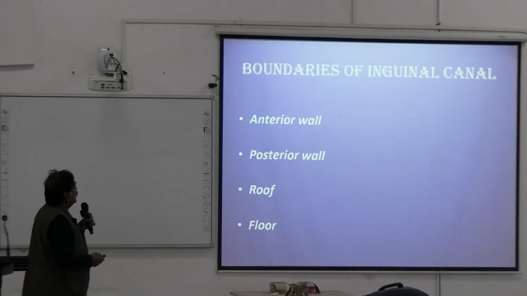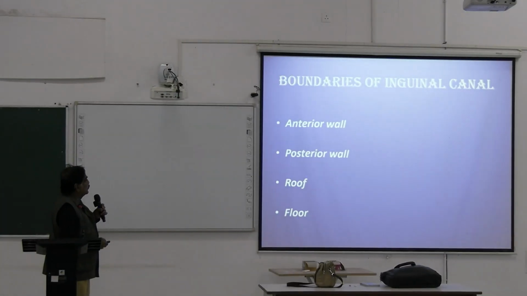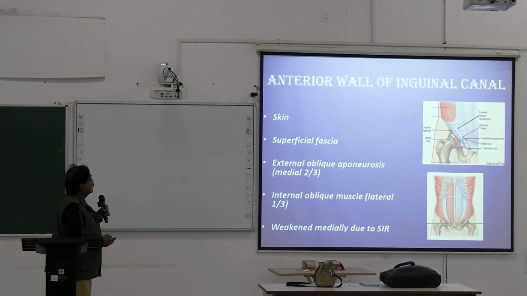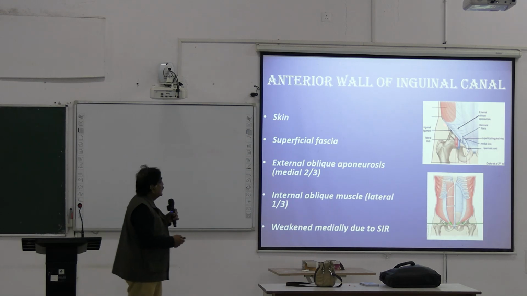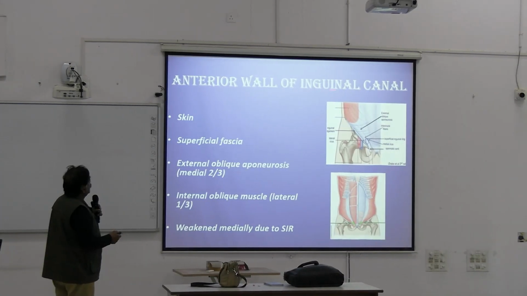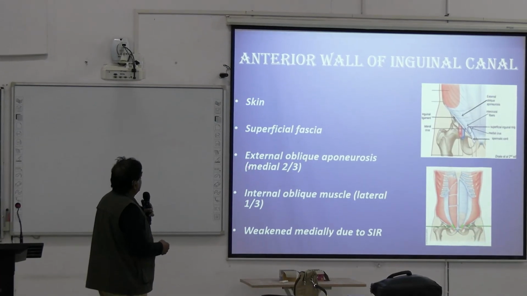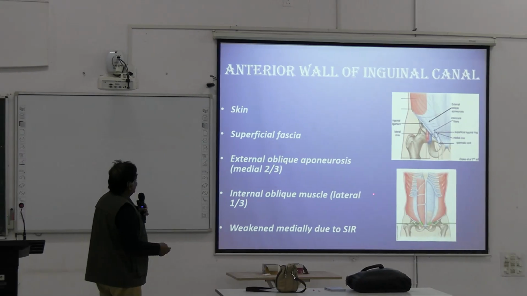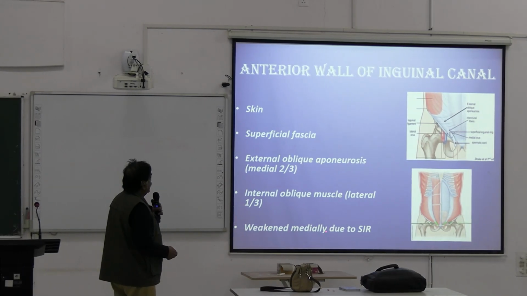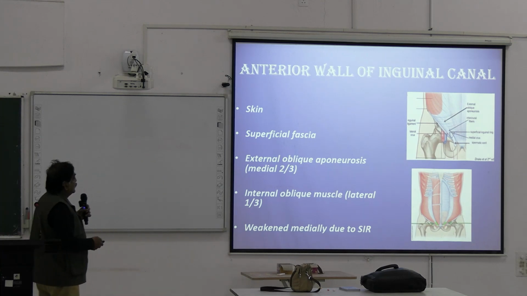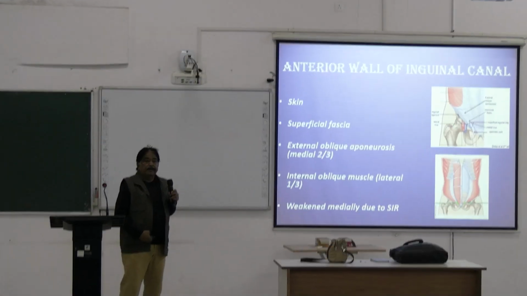Now the anterior wall, posterior wall and the roof and the floor. Now see anterior wall of inguinal canal: skin, superficial fascia, external oblique aponeurosis, medial 2/3, internal oblique muscle, lateral 1/3, weakened medially due to superficial inguinal ring.